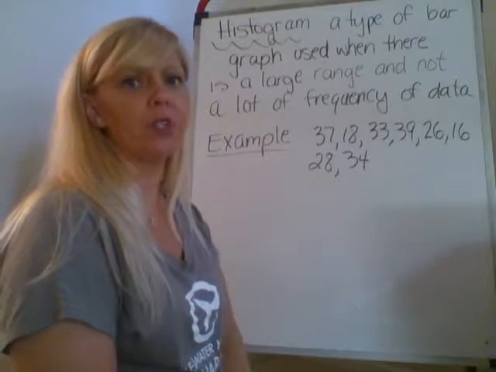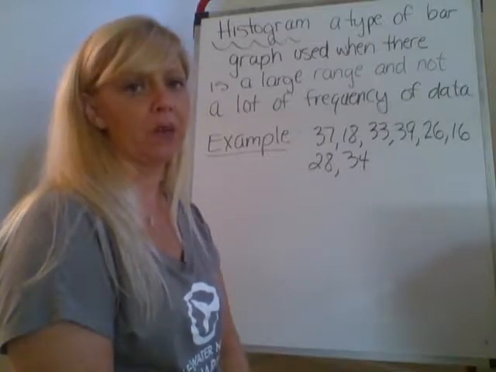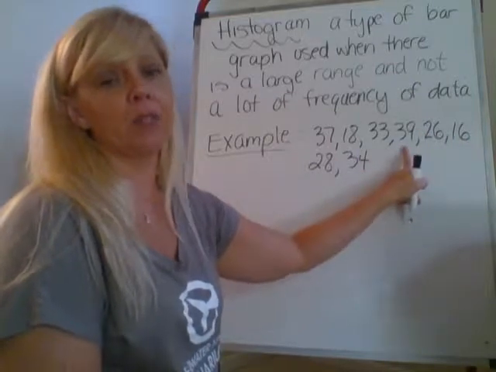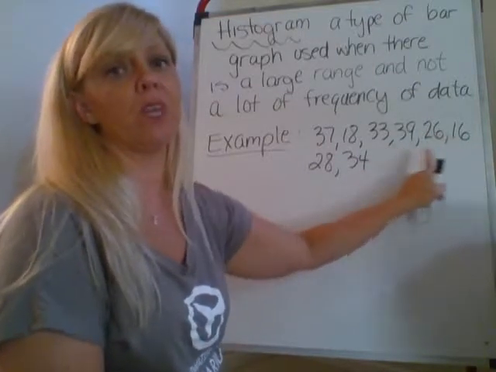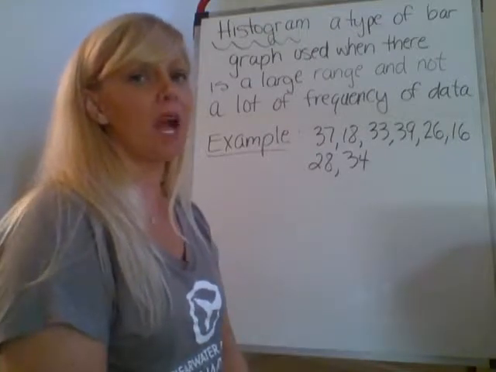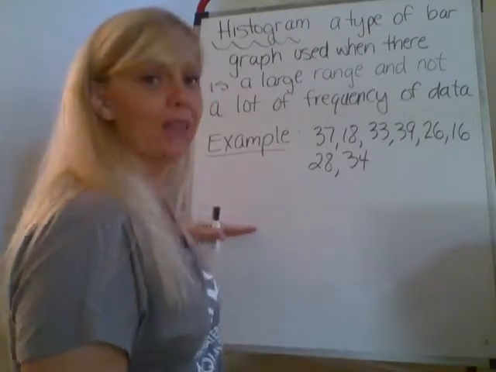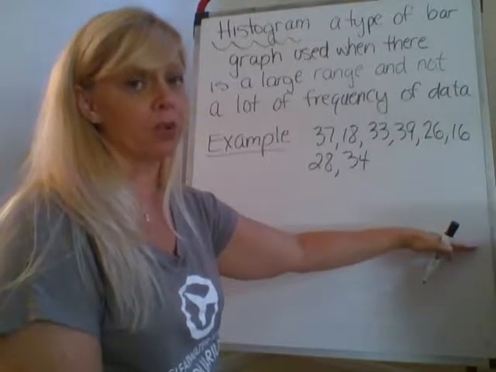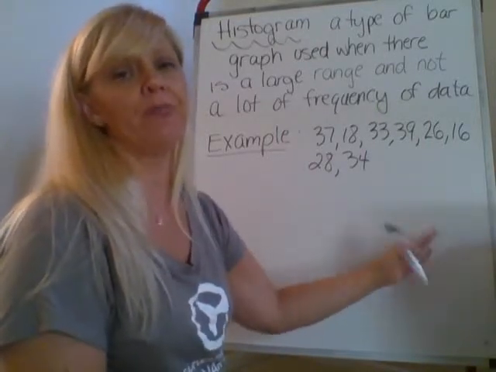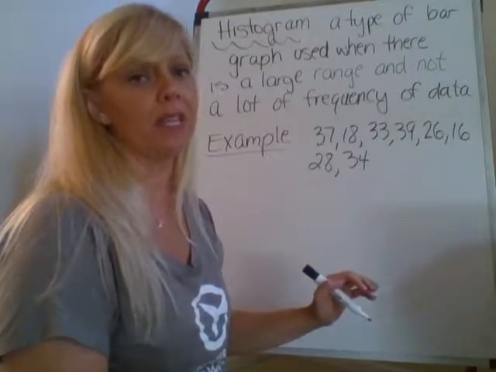So we've got a good 20 some numbers that we're dealing with here because my lowest number is 16 and my highest number is 39. So that's a difference of 23 for my range. So we've got a bigger range. So we're not going to make a dot plot because if we made a dot plot, we'd have to have at least 23 numbers going across on our number line. And I'd have about one dot for each number. So that kind of seems silly to make it that way.